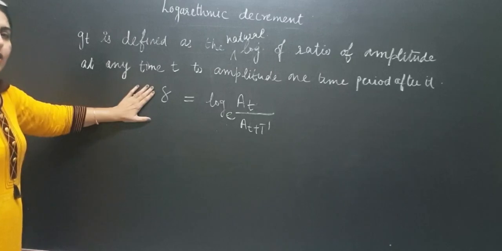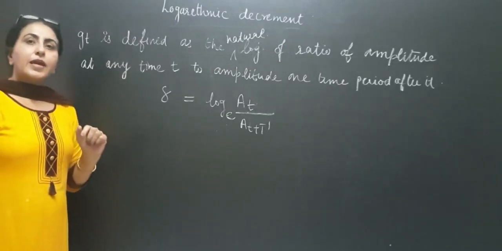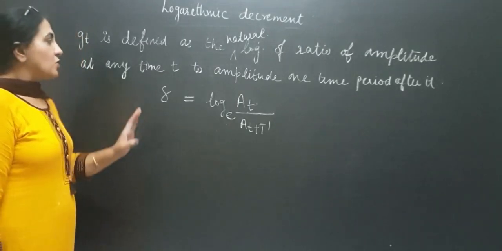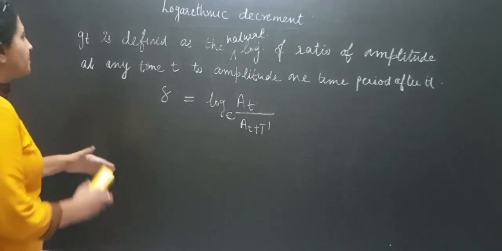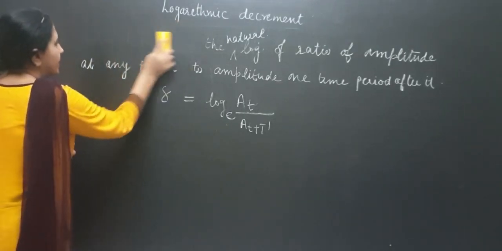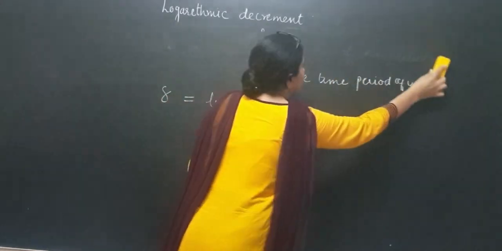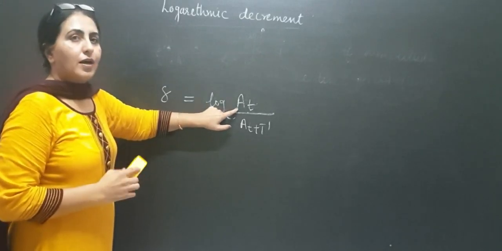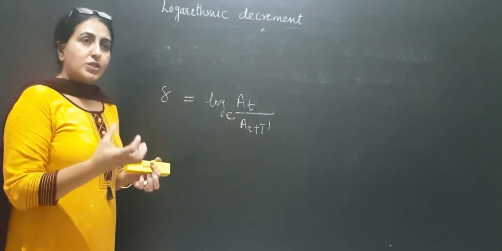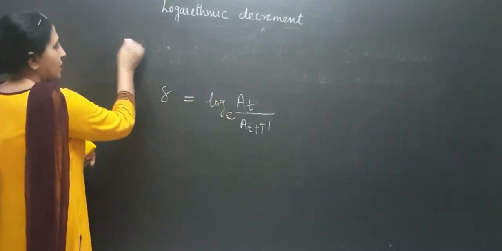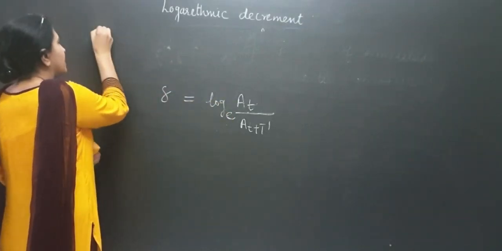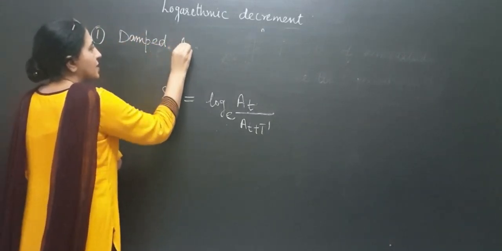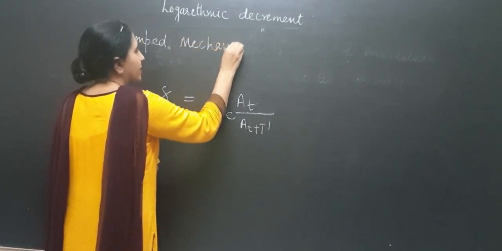Now we want to find the logarithmic decrement in the case of a mechanical oscillator as well as an electrical oscillator. In the case of a mechanical oscillator it is amplitude, and in the case of an electrical oscillator we take Q, the amplitude of charge. First, the case of the damped mechanical oscillator.